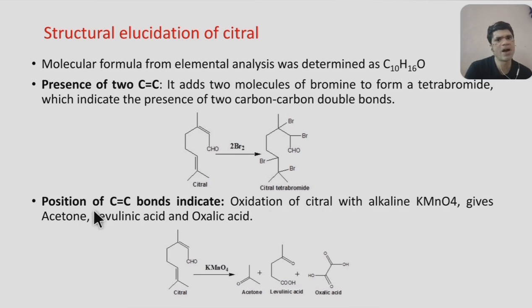Next is to find the position of these double bonds. The position can be found by treating citral with KMnO4. KMnO4 is a very strong oxidizing agent and it will break the double bond to give acetone. So this is the acetone. When it breaks here it gives acetone, and then when it breaks here and here it gives levulinic acid, and finally breaking here it will give oxalic acid.